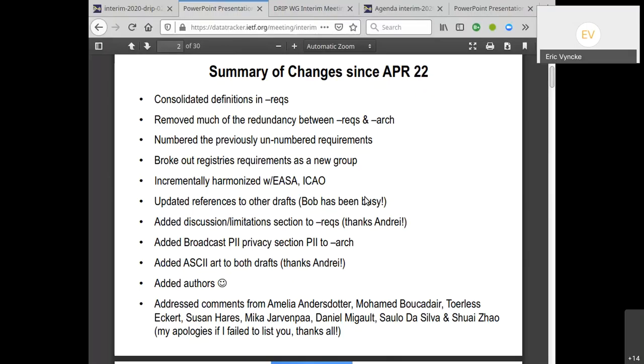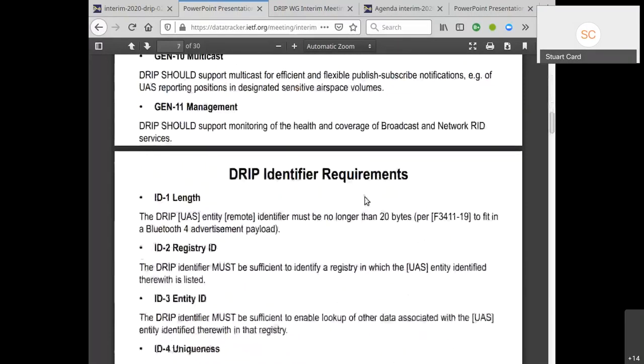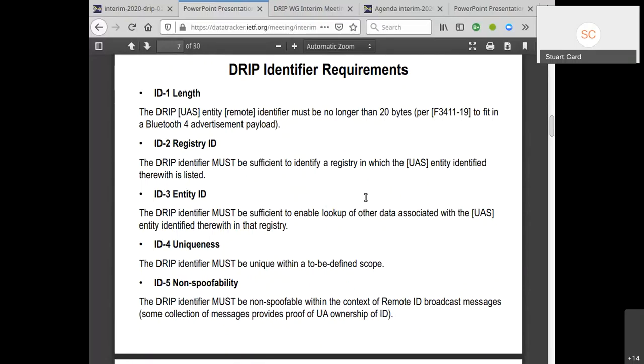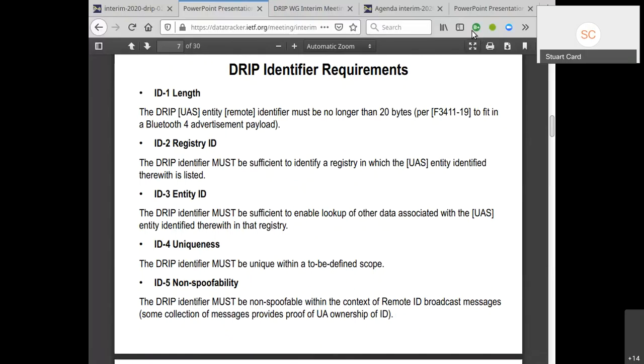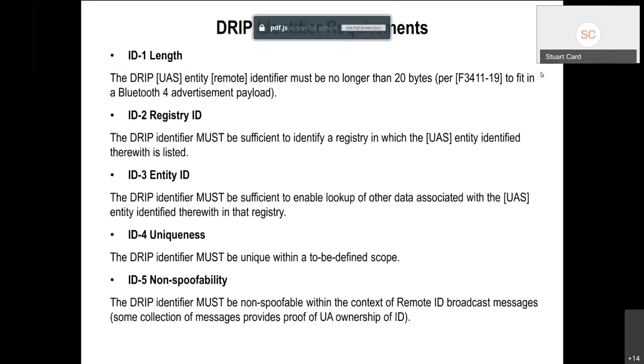So now let's jump down to requirement number 11. And on to the next, identifier requirements. The first five requirements are as before, but per some advice received, I added the parenthetical note on ID number one length. We didn't make up this 20 bytes. This is to fit into the ASTM F3411 standard, which is recognized by the civil aviation authorities. And they, in turn, are attempting to fit into a Bluetooth 4 advertisement payload, which only has a total of 25 bytes, and there's about 5 bytes of overhead of the F3411 wrappers, leaving us only 20 bytes for the actual ID itself. That's the only change here in the identifier requirements.